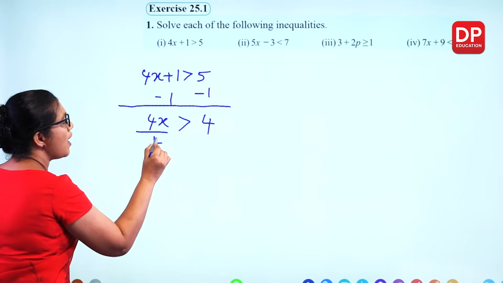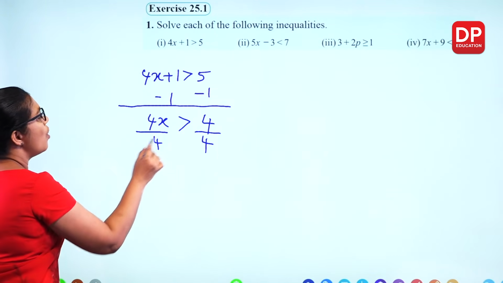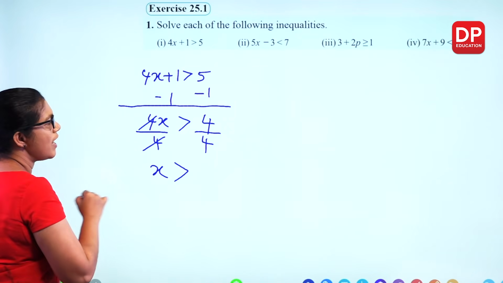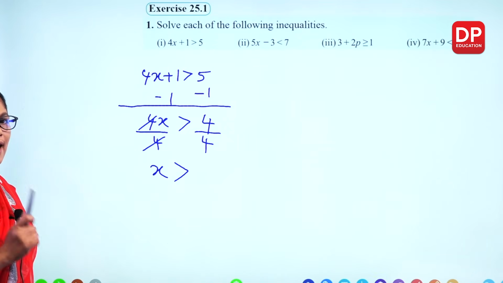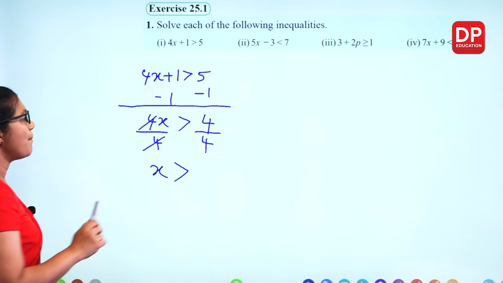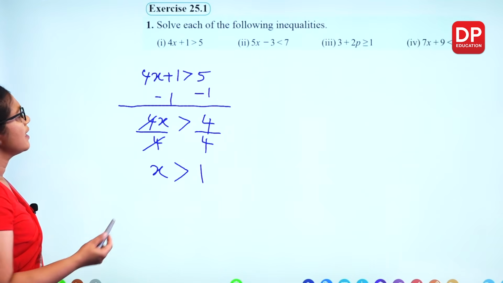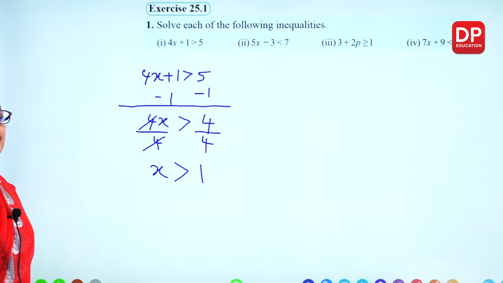Here you have to divide by 4. What happens to the inequality? The sign is not changing because you divided by a positive number. 4 divided by 4, you get 1. So here, what's the solution? x is greater than 1. Now try this one.